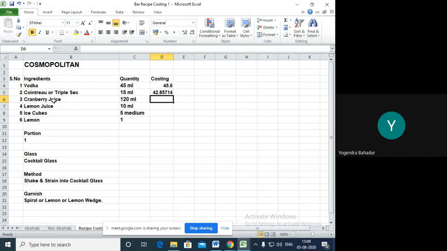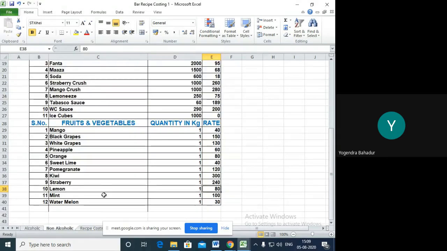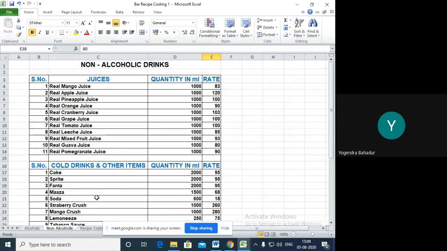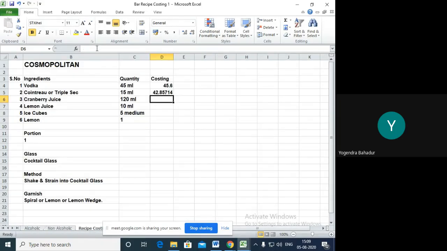Moving to the cranberry juice, you are going to find it in the non-alcoholic section. In the non-alcoholic section, cranberry juice is at the fifth point, it is 103 for 1000 ml or 1 liter. So here also we'll have to write down 103 divided by 1000 into 120.